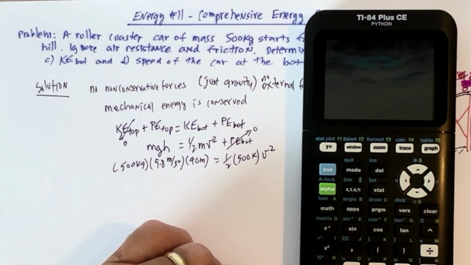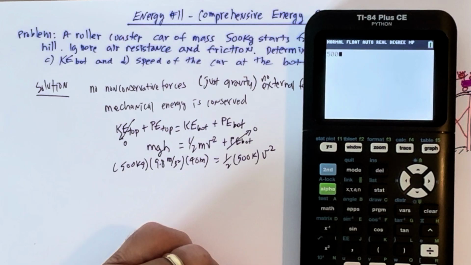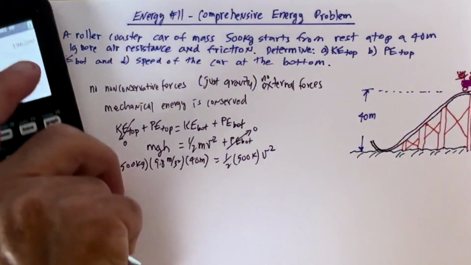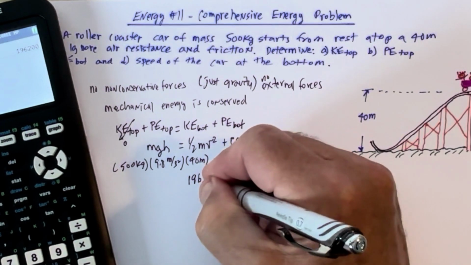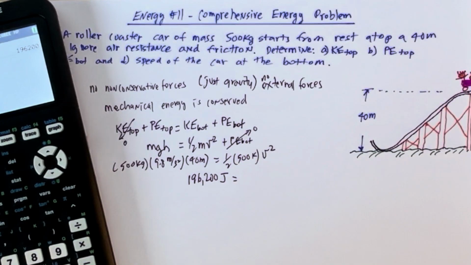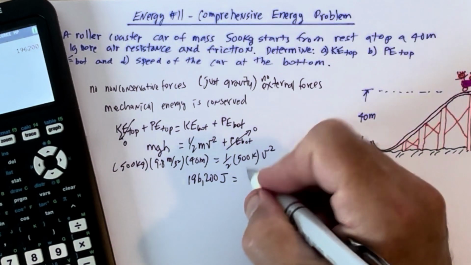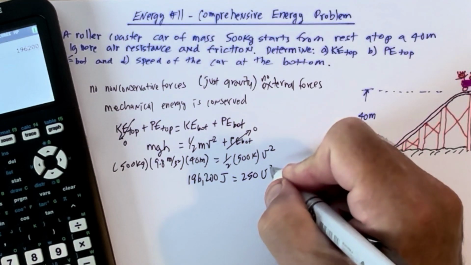Turn the calculator on, clear it. 500 times 9.81 times 40, enter. Okay, that is 196,200 joules, because that's going to be in energy. On the other side, we've got 250 times velocity squared.